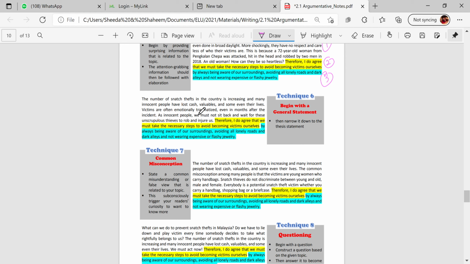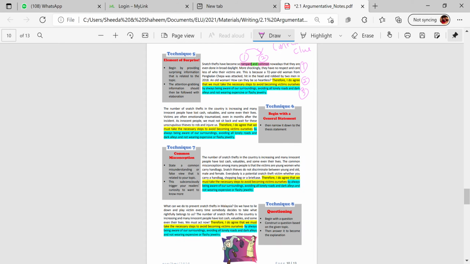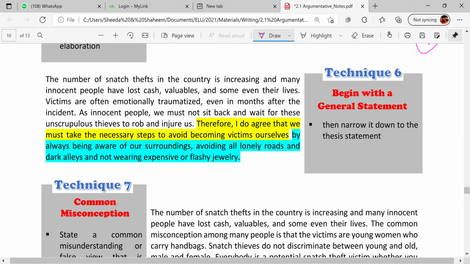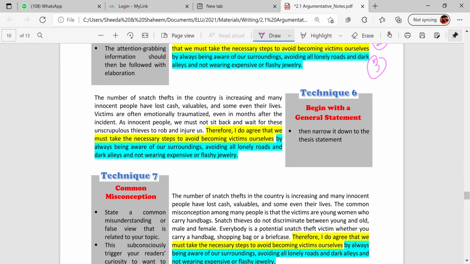Victims are often emotionally traumatized even in months after the incident. As innocent people, we must not sit back and wait for these unscrupulous thieves to rob and injure us. So as you can see here, we begin with a general statement regarding the topic, and then number 2, straight away enter the stand and your thesis statement.